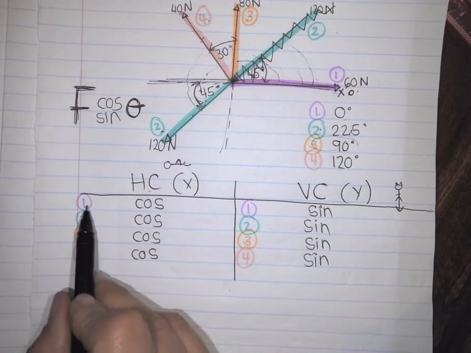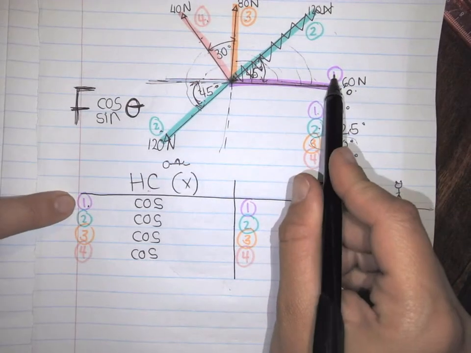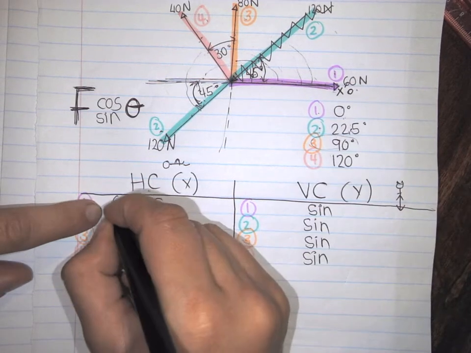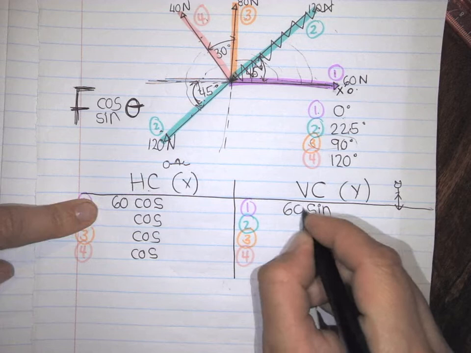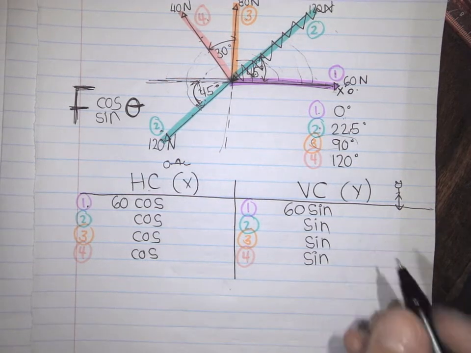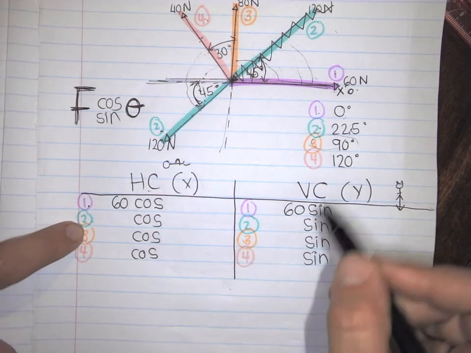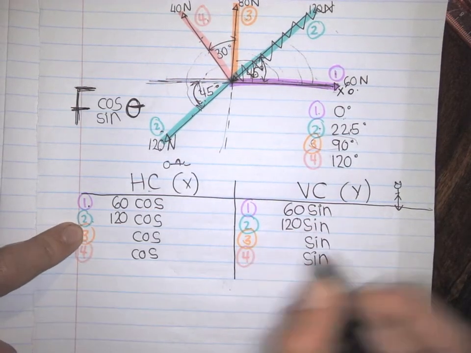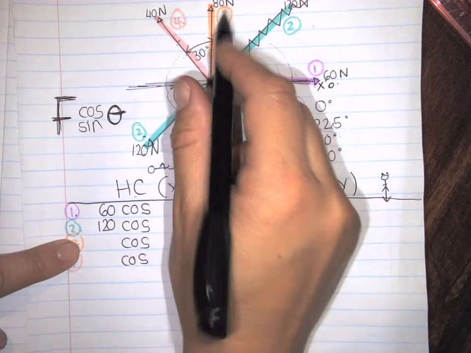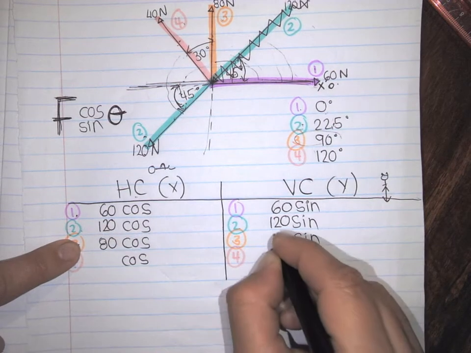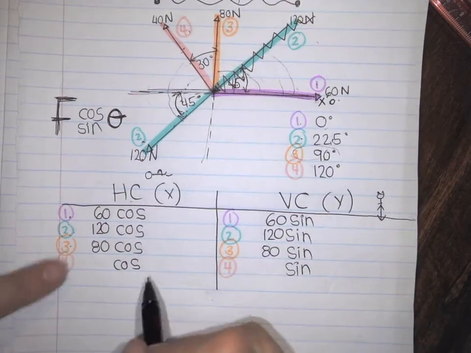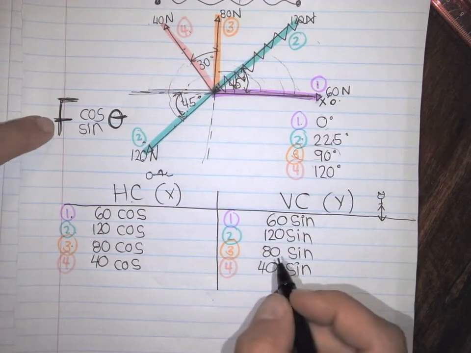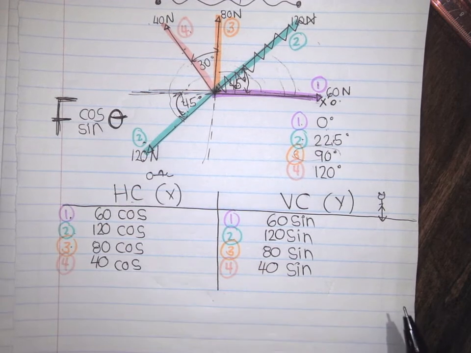So if you look at the first one, my first force, what is the size that I'm going to write in the front? It's a 60 Newton. But you have to do it on both sides. Number 2, the size of my force is 120. For number 3, the size of my force is 80. And then number 4, the size of the force is 40. Okay, so now we have all of the sizes of the forces that's written in front.